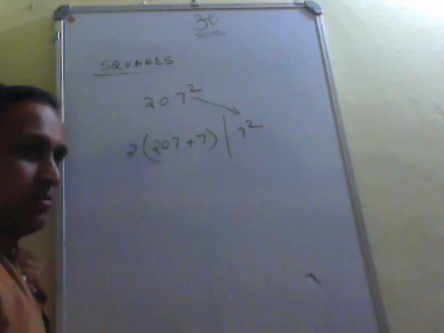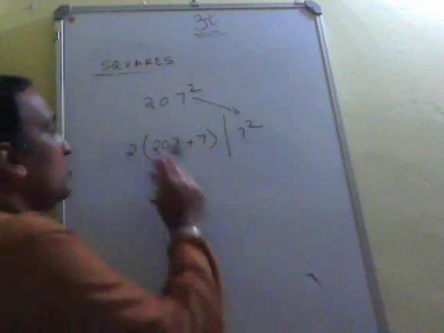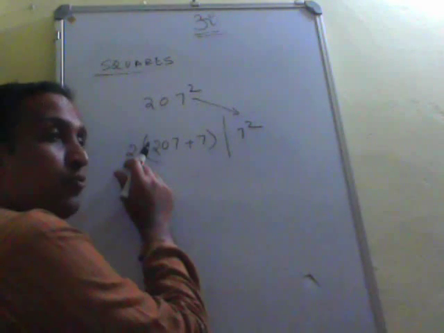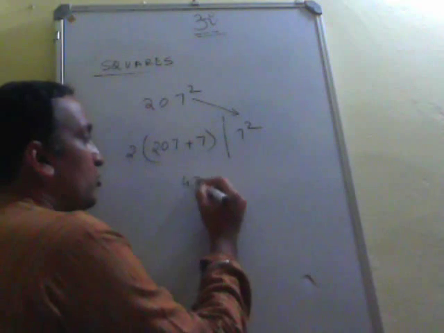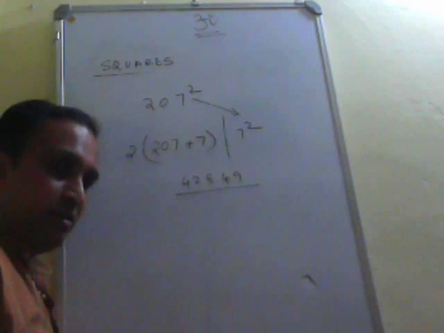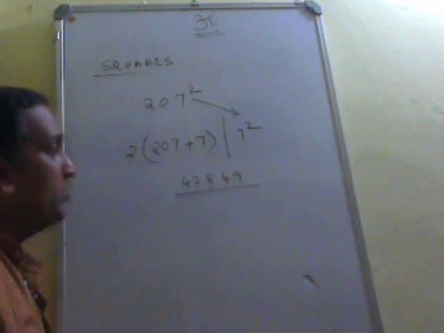So first you have to write 7 square, which is 49. 207 plus 7 is 214. 214 into 2 is 428. So 42849. Can you check in the calculator? 207 square should be 42849.